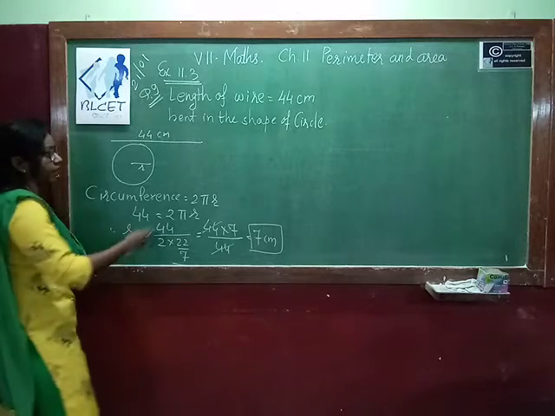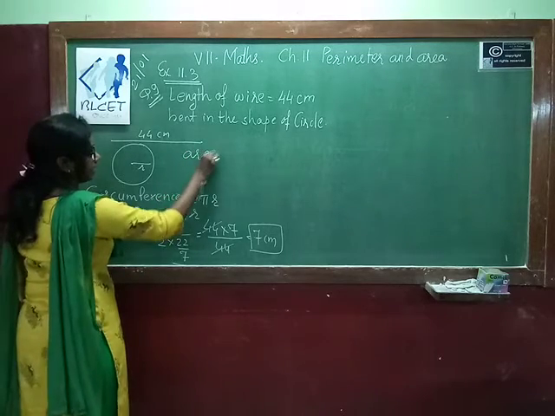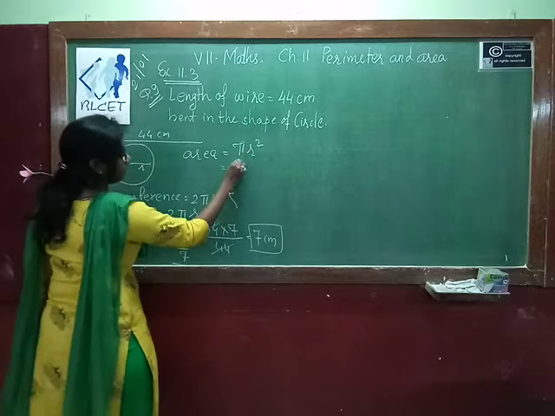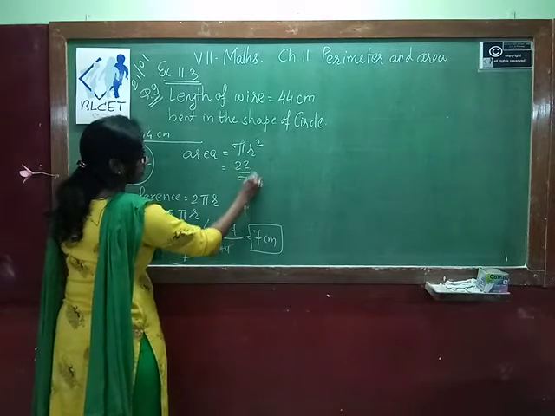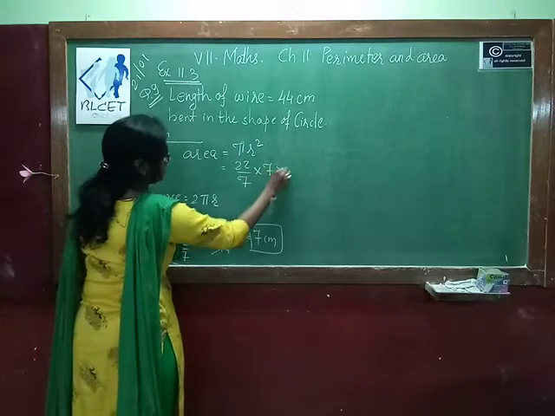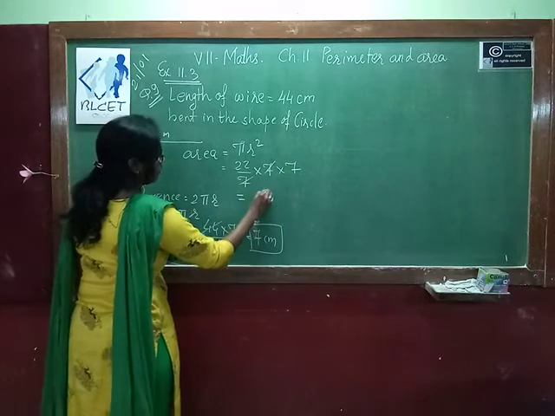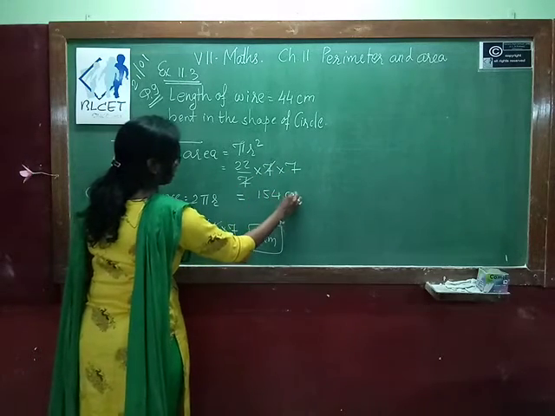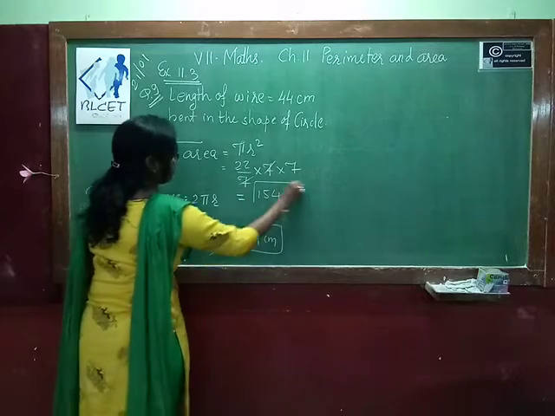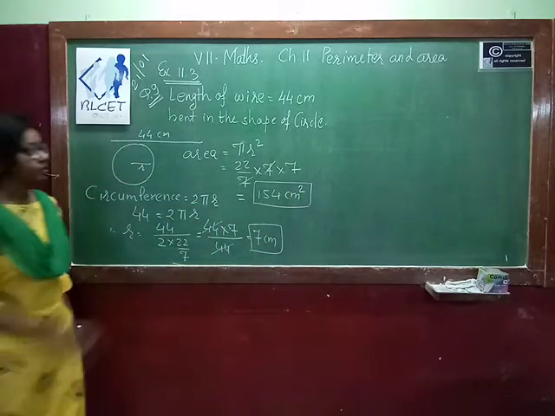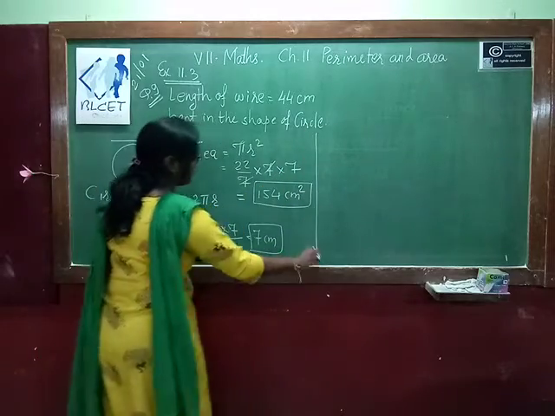So with the help of the radius, we can now find the area. Area is equal to pi r square. Pi is 22 by 7, r square is 7 into 7. One 7 will get cancelled. So what is the answer? 154 centimeter square. So this is the area of the circle and this is the radius of the circle. This is the first part of the question.